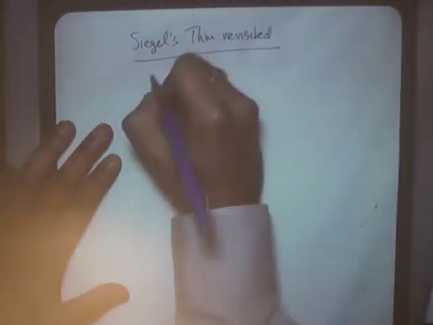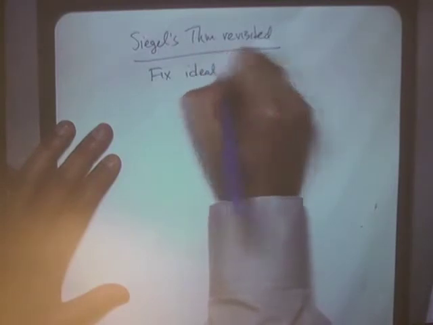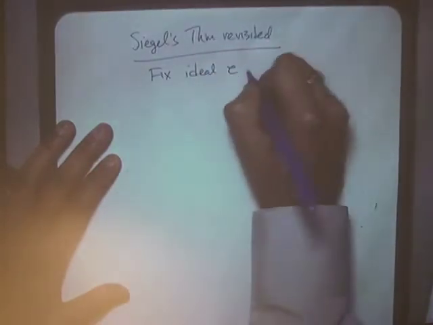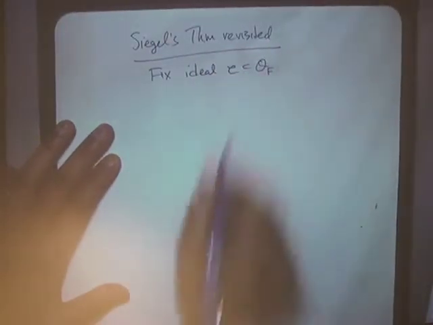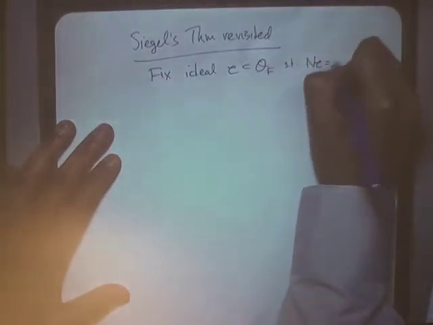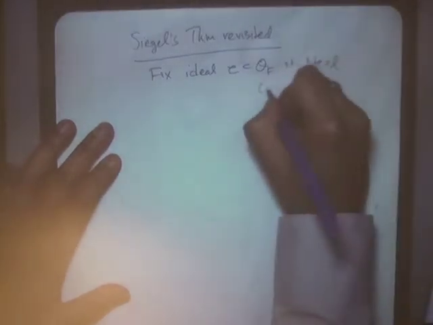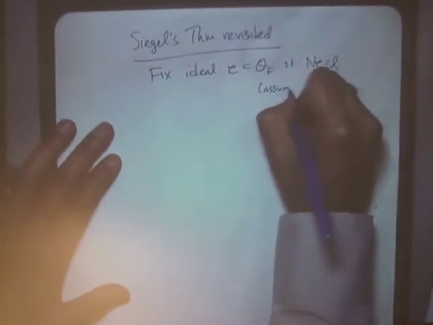Okay, so now we need to throw in some extra data. We're going to fix an ideal of a real quadratic field, C, in OF. So this is going to be a prime ideal whose norm is L. Okay, so this might not exist. This is basically saying that L splits in my real quadratic field, or is totally ramified.